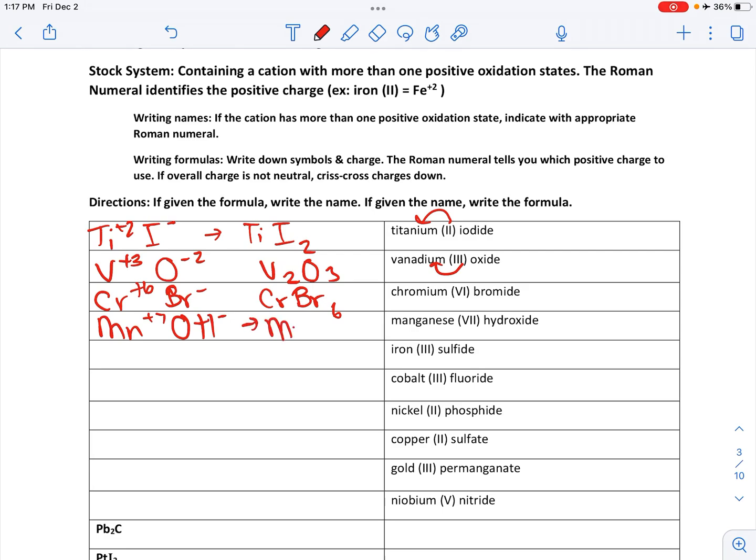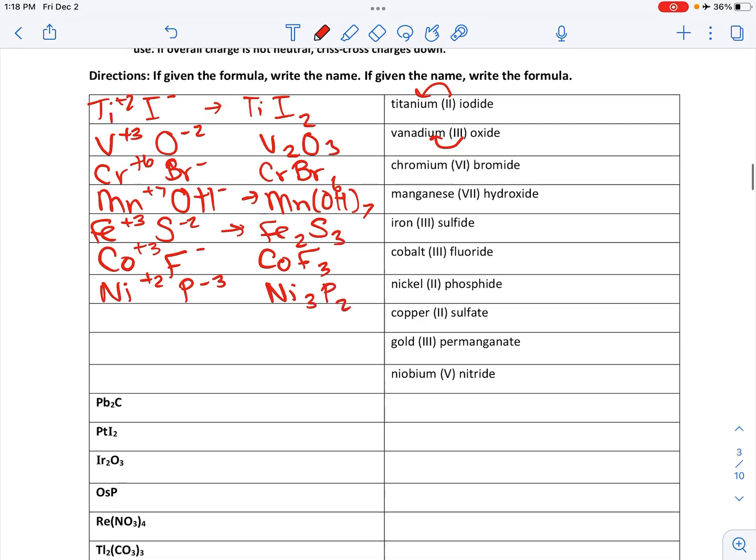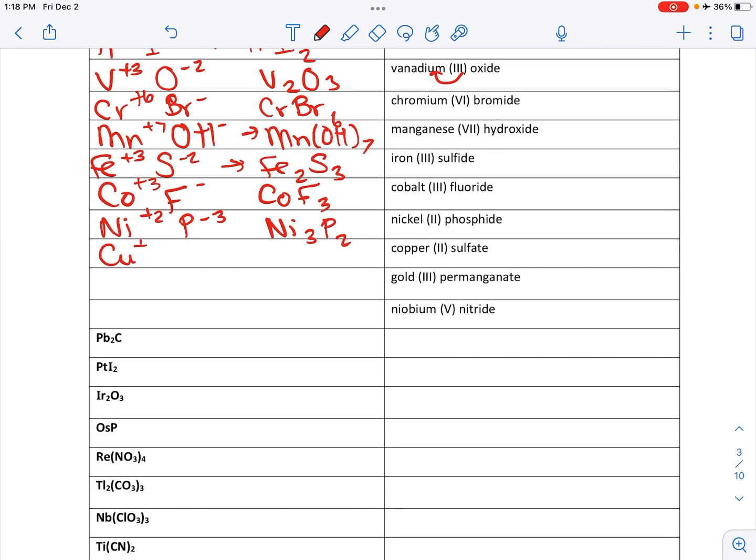So we're going to have Mn, parentheses OH taken 7 times. Iron is going to be plus 3. Sulfide is a regular old element, minus 2. So we get Fe2S3. Cobalt plus 3. Fluoride element, CoF3. Nickel is going to be plus 2. Phosphide, that's a minus 3. So we have Ni3P2. Copper 2 sulfate plus 2. SO4 minus 2, CuSO4. It all cancels out.